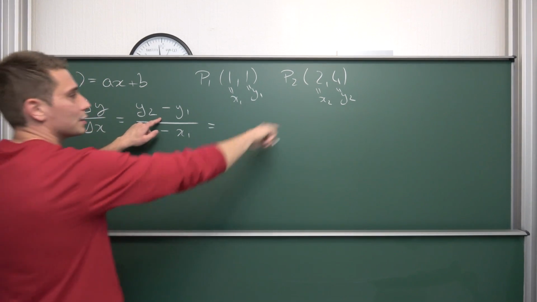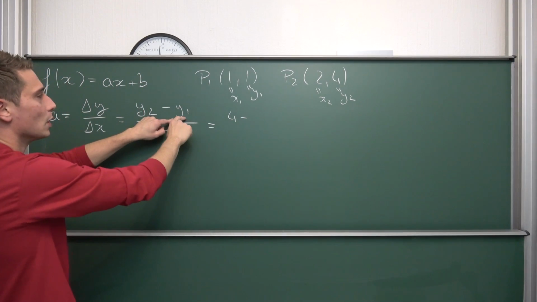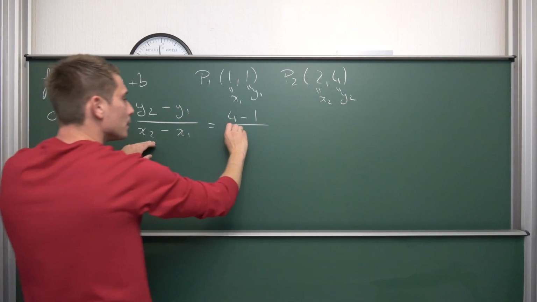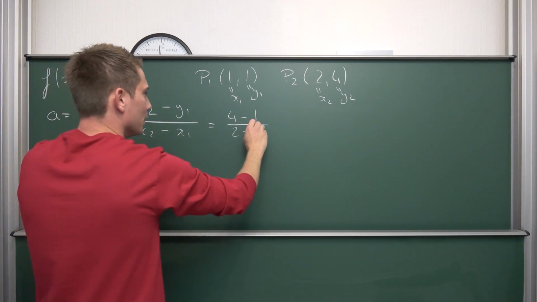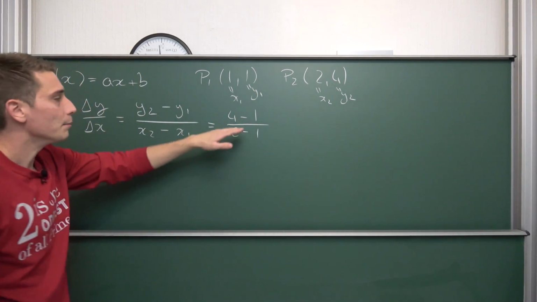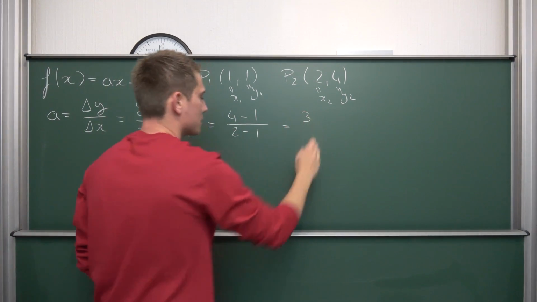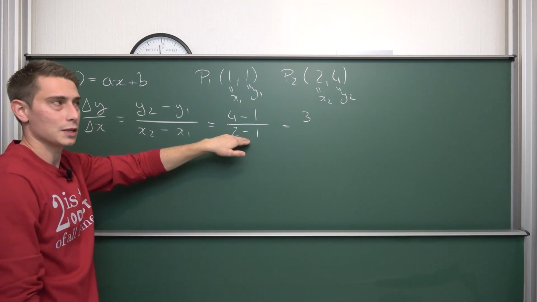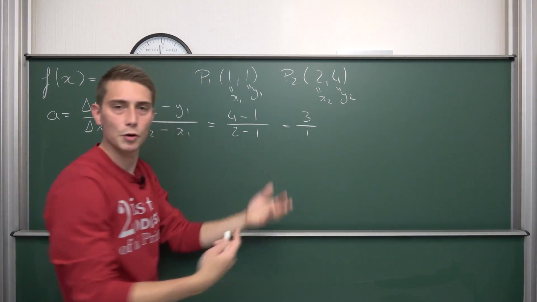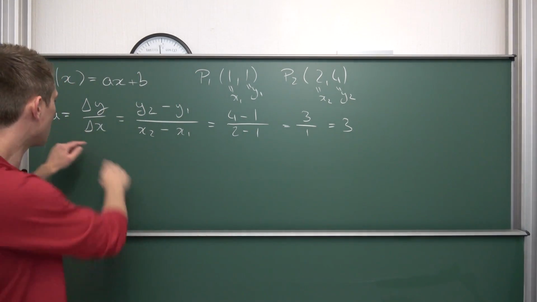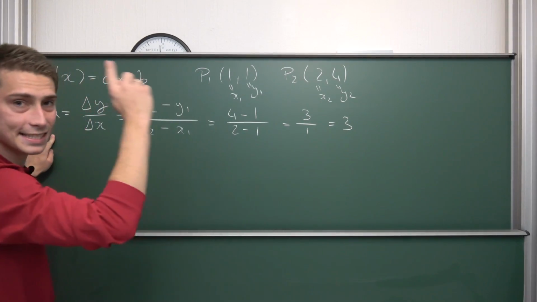Meaning, y2 is 4 minus y1, which is 1, divided by x2, which is 2, minus x1, which is 1. I'm terribly sorry, x1 is 1. This is really easy to solve. 4 minus 1 gives us 3, divided by 2 minus 1, which is 1. And 3 over 1 is hence nothing but 3. Meaning overall we have found out what our a actually is. Our a is nothing but 3.